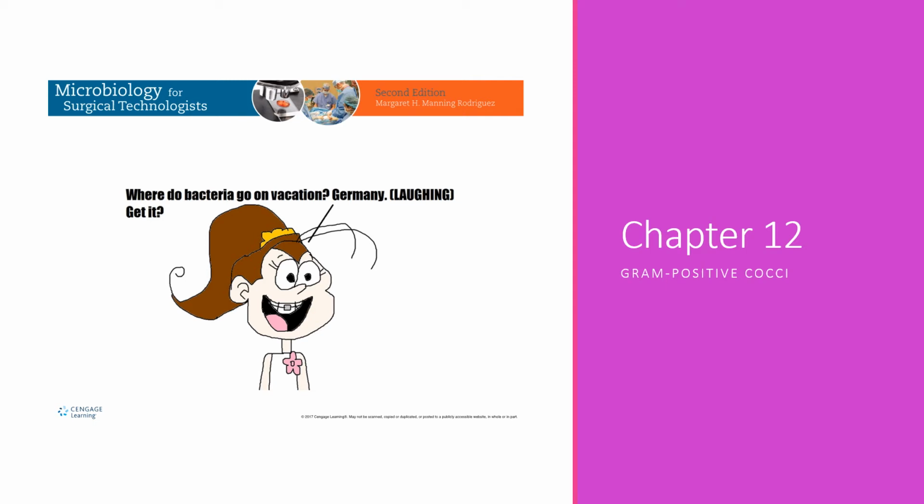Greetings and salutations, everyone. We are going to talk about Chapter 12 in this lecture, which covers gram-positive cocci. We're going to compare and contrast the different forms of gram-positive cocci, talk about staphylococcal and streptococcal pathogens and the diseases that they cause, and then we'll finish up with a discussion about the morphological characteristics of Viridans group and Enterococci.